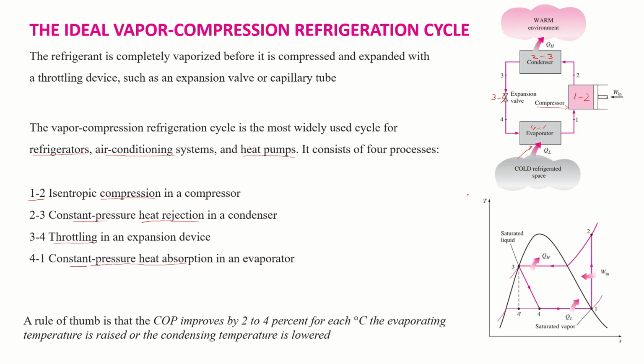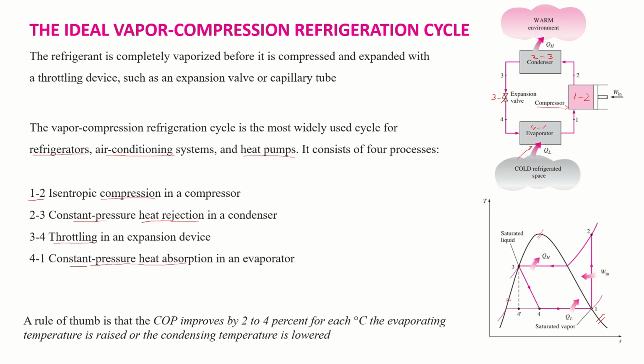Second diagram is showing the TS diagram, and we can see all 4 processes on this TS diagram. So this line is showing the saturated vapor line, and this second line is showing us saturated liquid line. So when the cycle is started from point 1, at point 1 the vapor is fully saturated vapor.